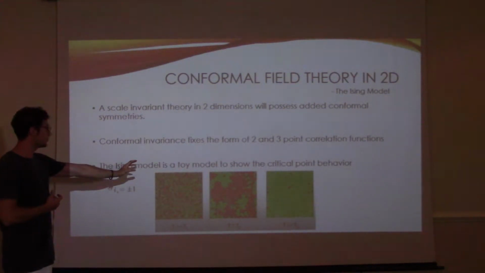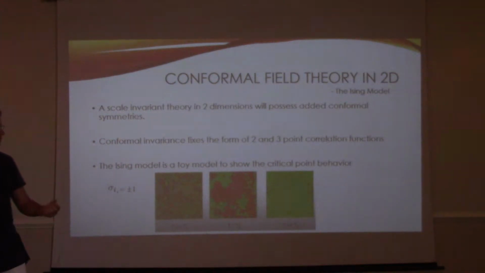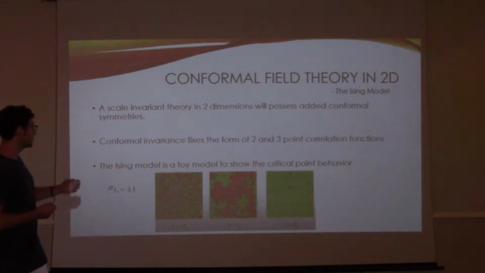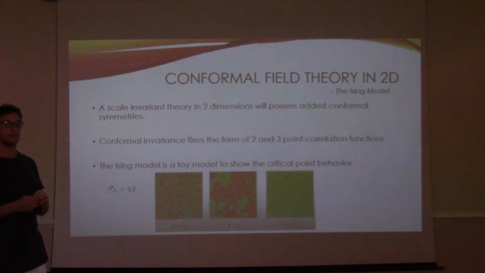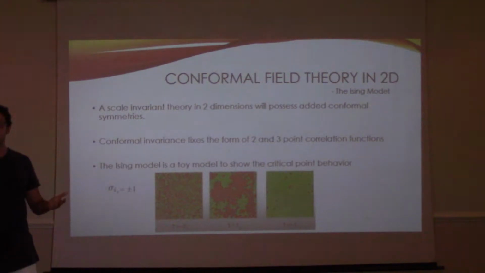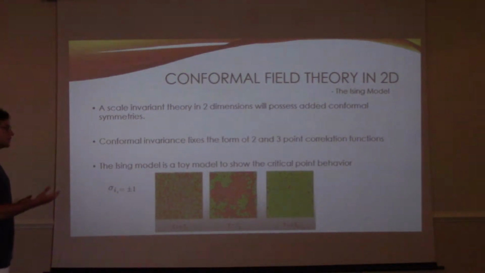And the Ising model is a particular toy model that one uses to study critical point behavior. And we use these two-point functions on this Ising model, and we actually know what the form should look like, we know what the critical exponents should look like. We know a lot already.